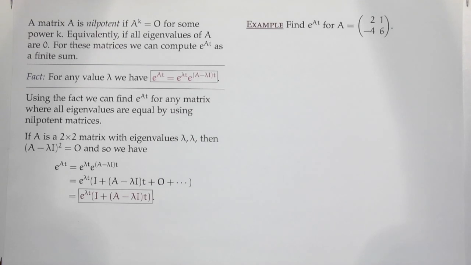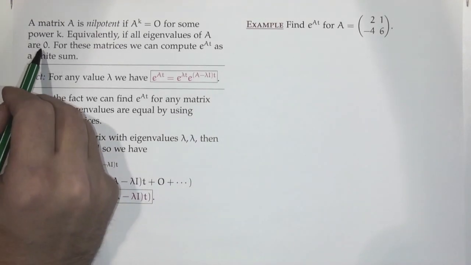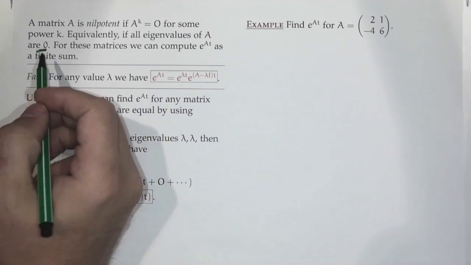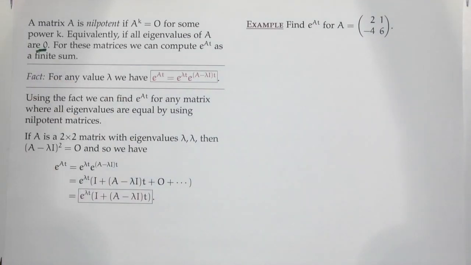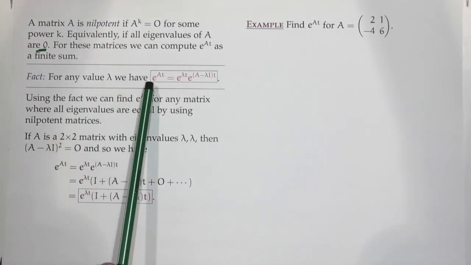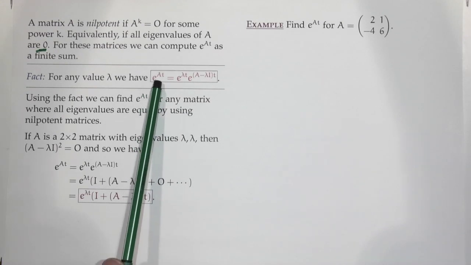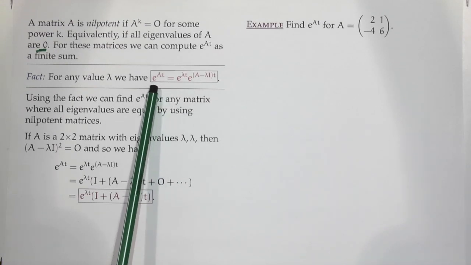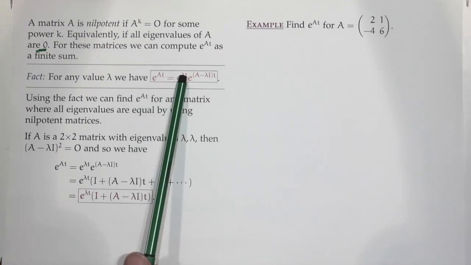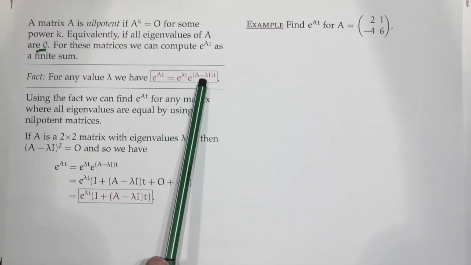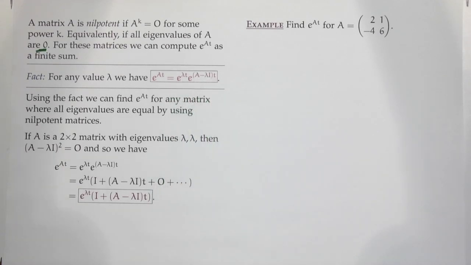Now, that's nice if all the eigenvalues are 0. What if all the eigenvalues aren't 0? What if they're all some other number? Well, it turns out that for any value lambda, e to the power At, so A is a matrix, lambda is an arbitrary number, is e to the lambda t times e to the (A minus lambda I)t.